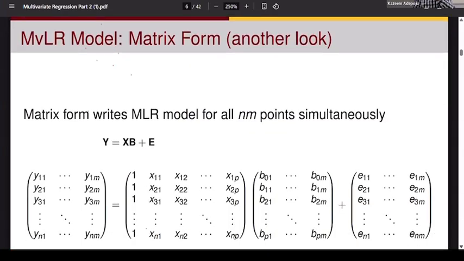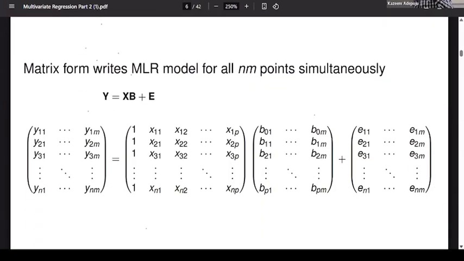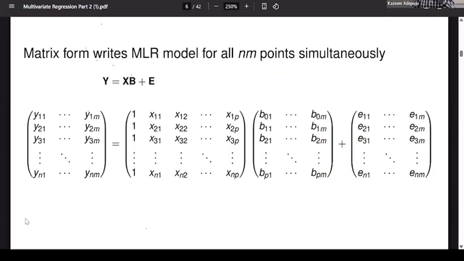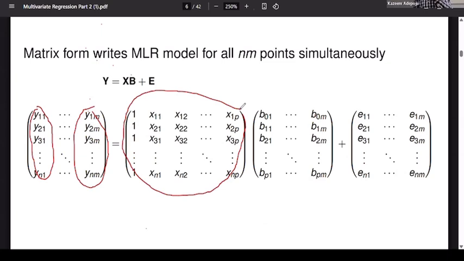Now, how do we write this in matrix form? This is where I'm actually going to stop. Take a look at this one here. This is for one dependent variable, and for two and so on, up to M dependent variables. Look at that. What do you see? The design matrix X does not change. The design matrix X will remain the same.